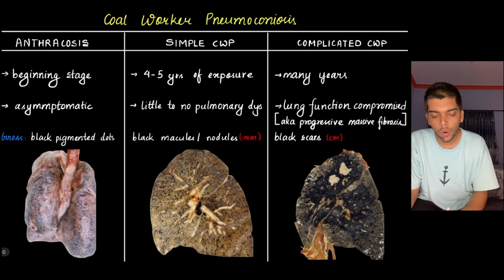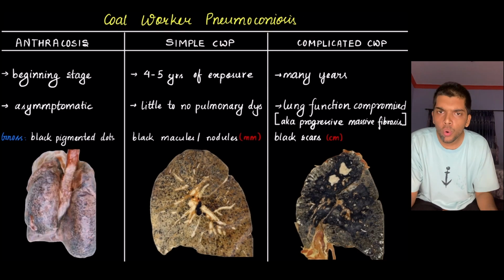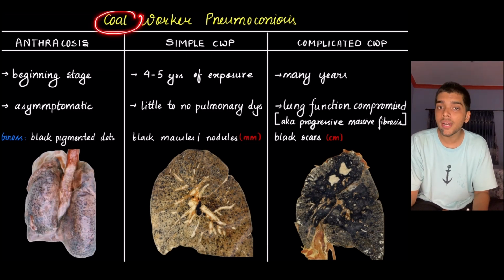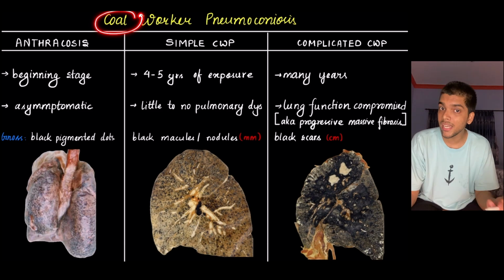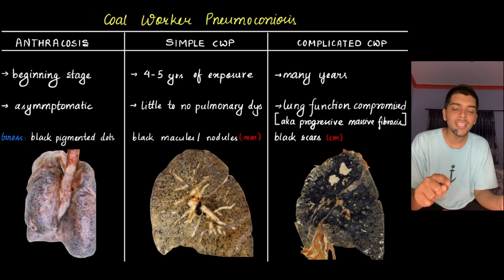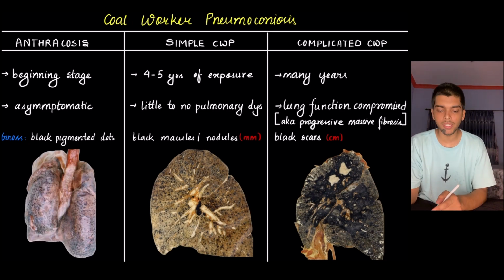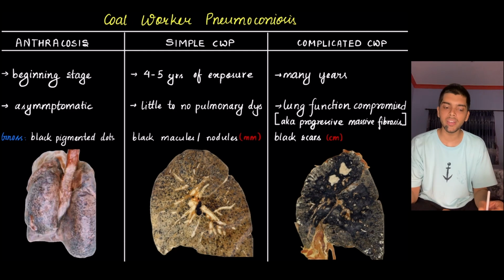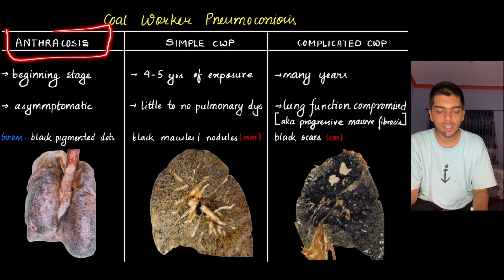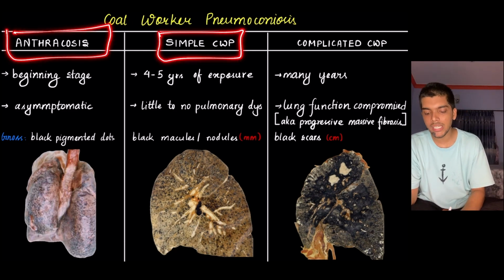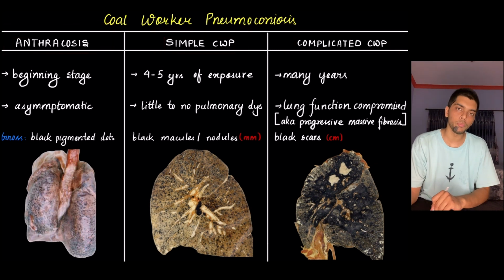Starting off with coal worker pneumoconiosis. Coal worker pneumoconiosis is caused by coal, which contains carbon, an anthracotic pigment. Depending on the severity of the pathology, coal worker pneumoconiosis is of three types: anthracosis, simple coal worker pneumoconiosis, and complicated coal worker pneumoconiosis.